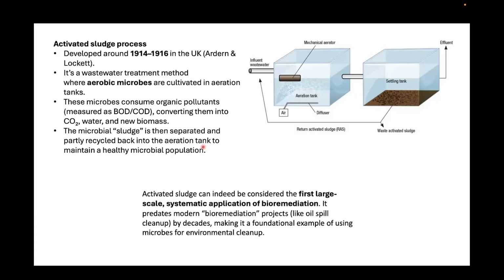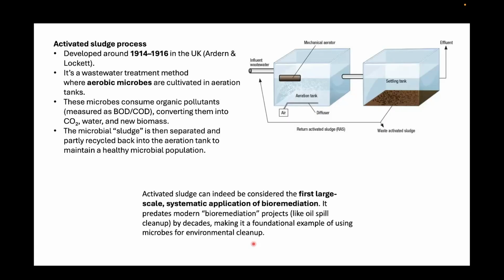So this is a method of bioremediation, which we will come across as engineered processes, or activated sludge, where the already biodegradable, organic pollutant degrading bacteria culture is added onto fresh sewage water for municipal treatment. Thus, activated sludge can indeed be considered the first large-scale systemic application of bioremediation. It predates modern bioremediation projects like oil spill cleanup by decades, making it a foundational example of using microbes for environmental cleanup.